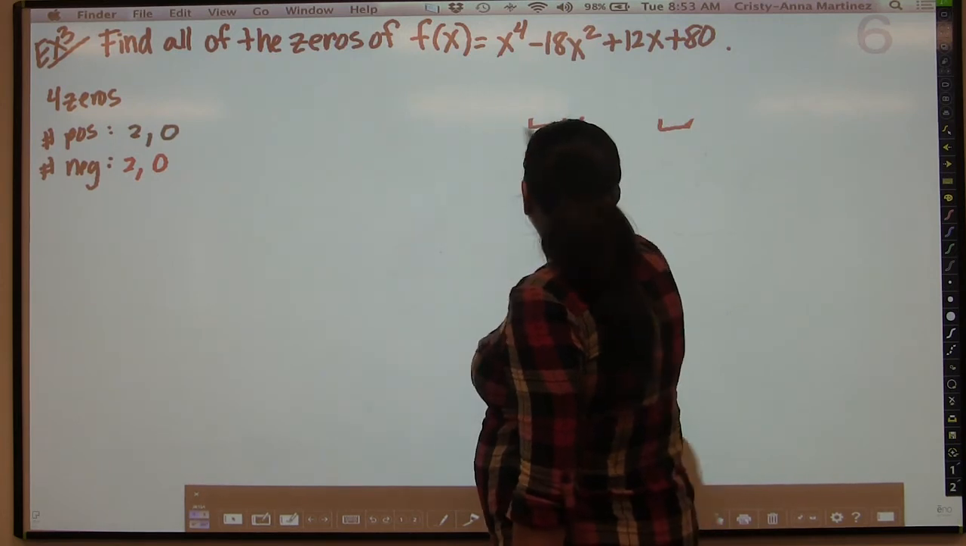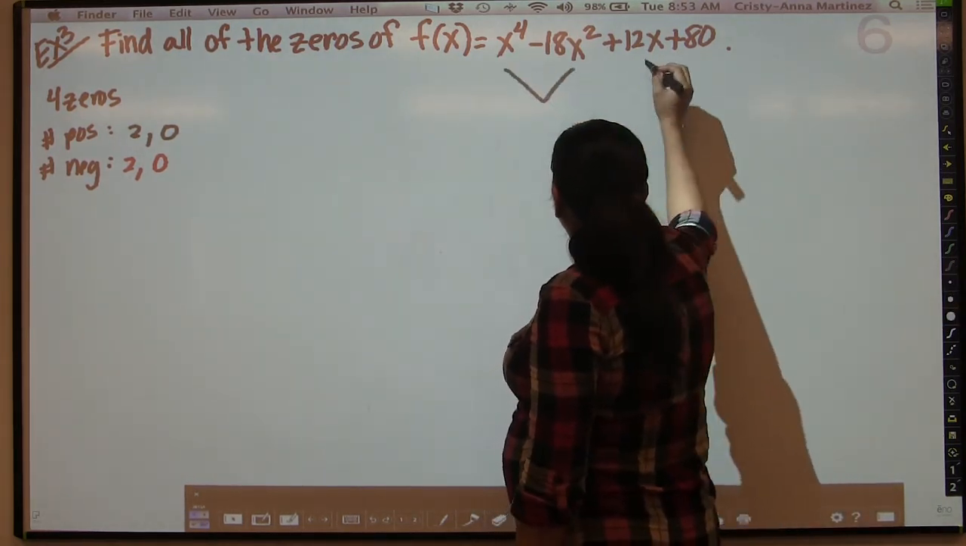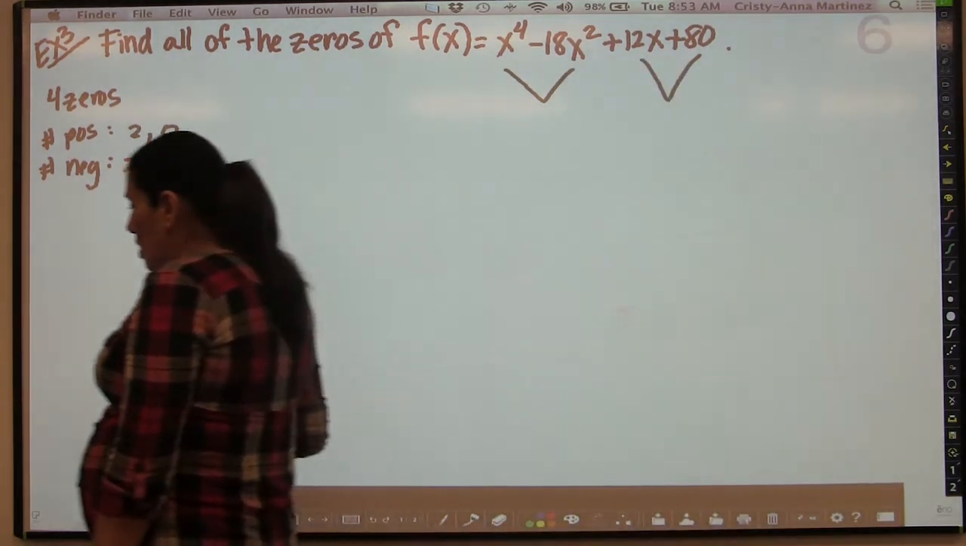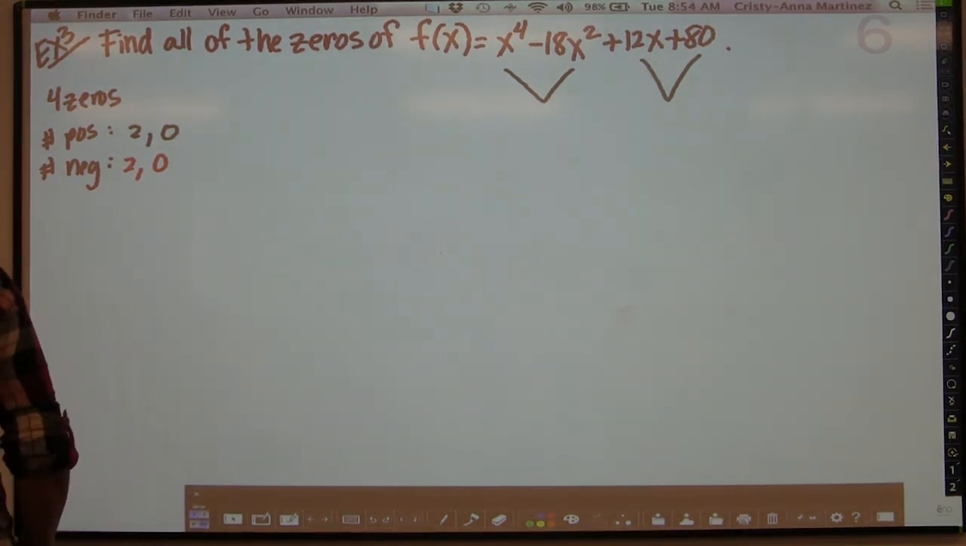So now I'll erase this negative x thing and actually try to solve this guy. Because there's 4 terms, I'm going to try to factor this by grouping and see if I can get what I need to get out of here.